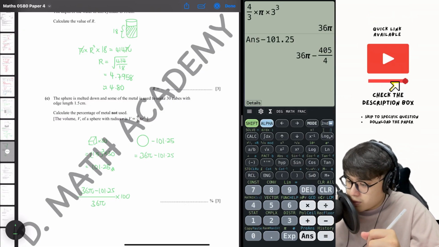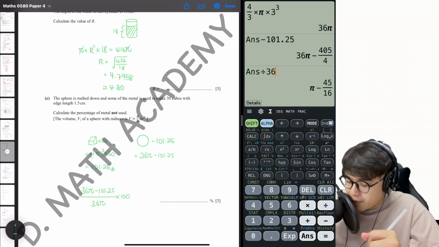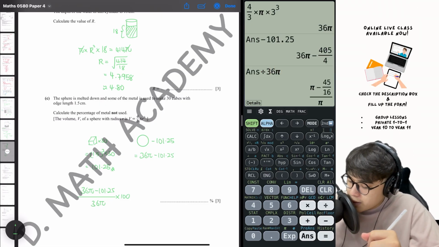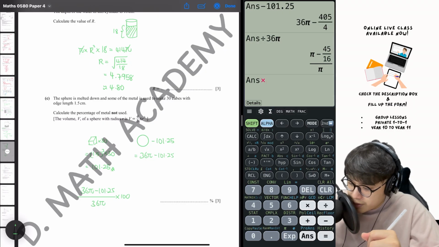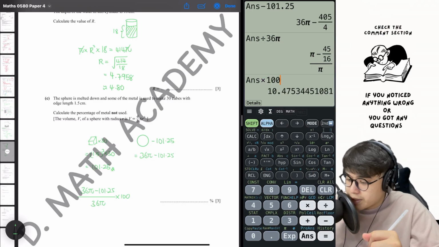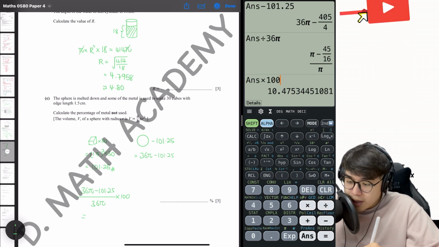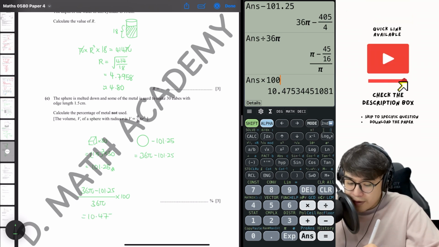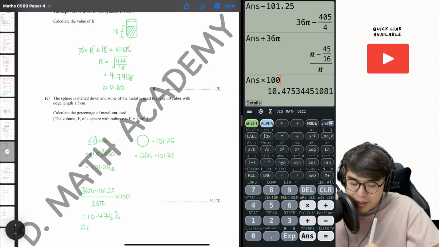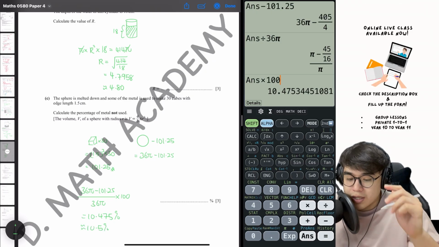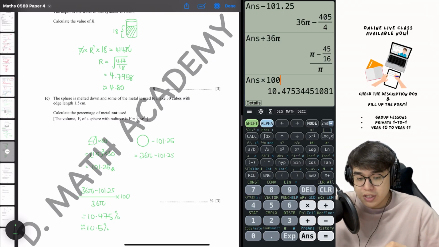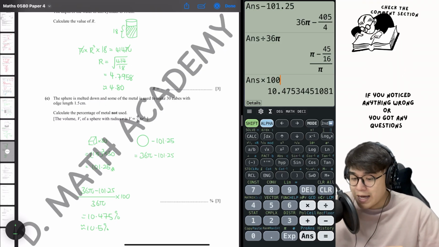So I write equal divided by 36 pi, then times 100. I should be getting the answer as 10.0475%, which is approximately 10.5% after correcting it to three significant figures. So this is for question C. Okay.